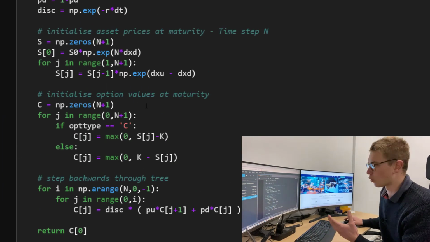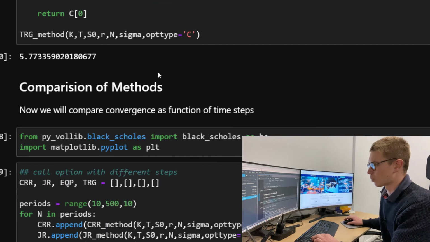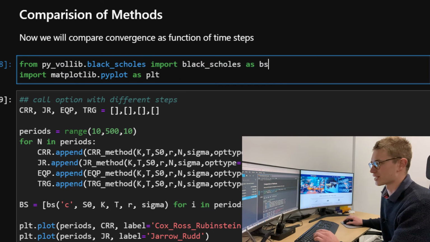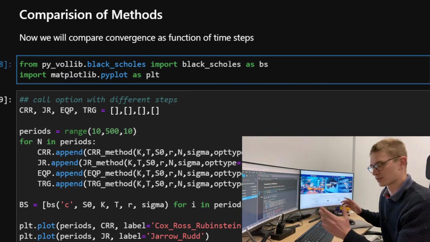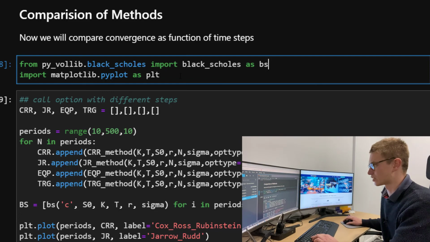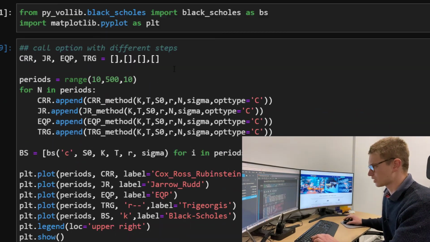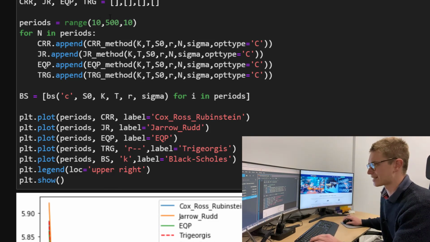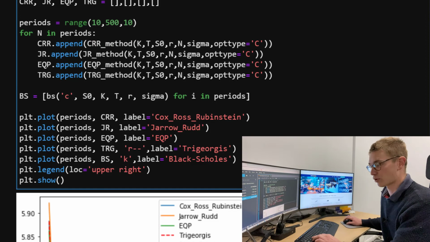So now that we've implemented all 4 of those in Python, we're going to compare them. Now I'm going to be using the Black-Scholes formula from this pyvol-lib library. Just feel free to watch if you want to get onto this, download it from our website. So I'm going to import those dependencies. I'm going to look at the time steps from 10 to 500 time steps, taking a step of 10 each time, and we're going to calculate all these different call prices with the 4 different methods. We're also going to compare it to that Black-Scholes option price using the pyvol-lib library.